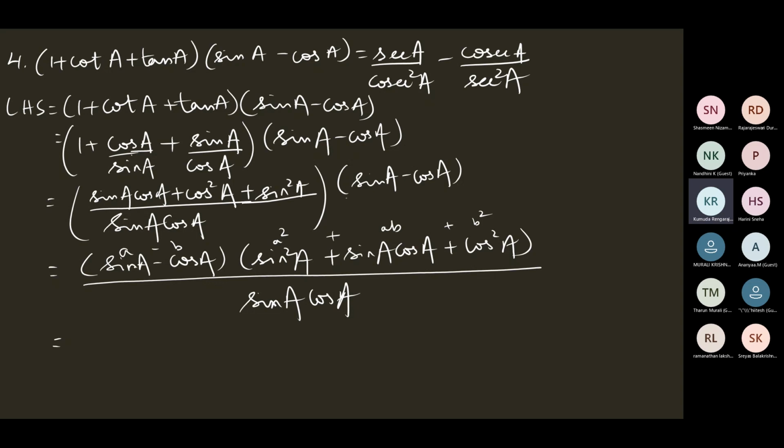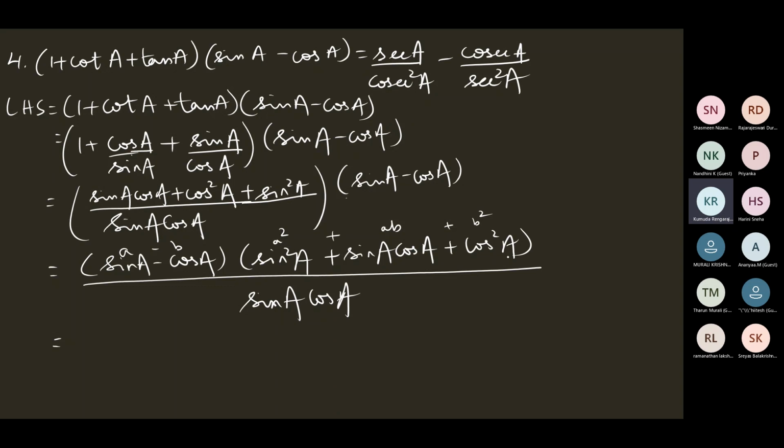See, I've written above the terms. Sine A is A, cos A is B. So the first bracket is A minus B. The second bracket is A square, because A is sine A, so sine square A, plus sine A cos A into B, plus cos square A, B square. A minus B into A square plus AB, not 2AB. It's not 2AB, it's just AB.